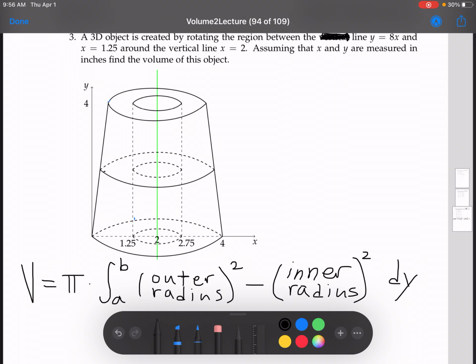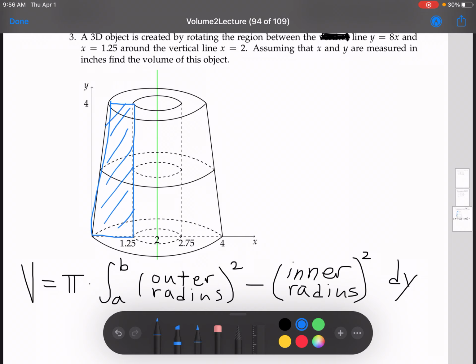So what they mean by rotating the region between this line and this vertical line, so this line right here is this line right there, and this vertical line here is this vertical line right here. So the region that we're rotating around the green line, 360 degrees, is this region right here.